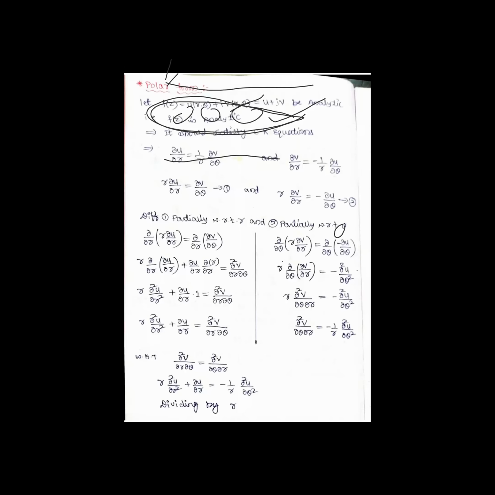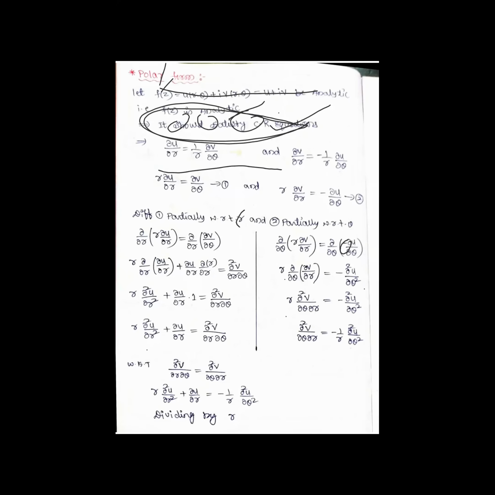To show v is harmonic, what you have to do is differentiate this with respect to theta, and this one with respect to R. Reverse it, and then show that v is harmonic. Purposely I have not given it to you, so that you do it. I'll send it in the form of notes, if you are not getting it. Please try to do it and give the conclusion that v is harmonic.